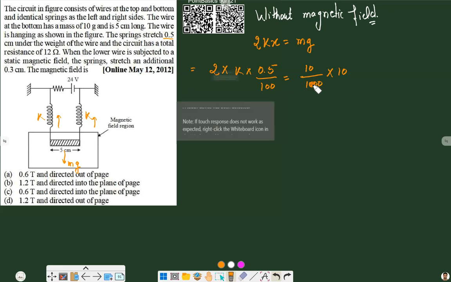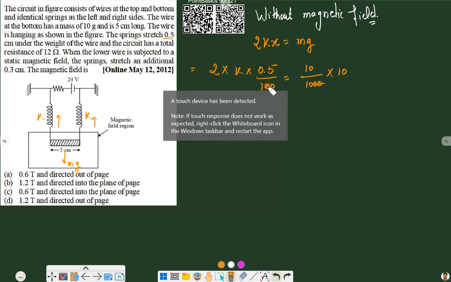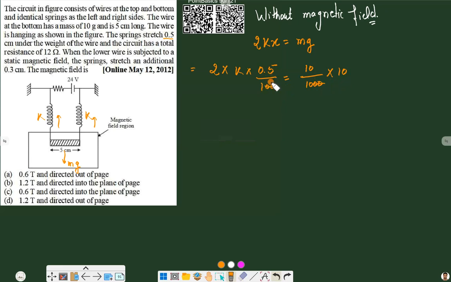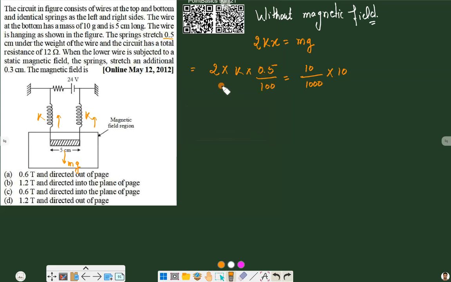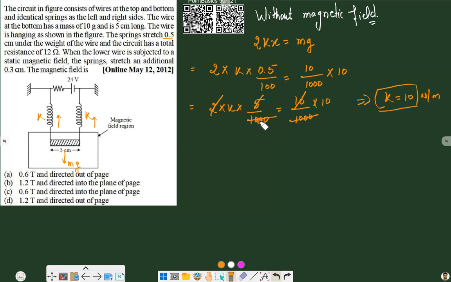So here, 100 we can cancel out, or we can write 0.5 by 100 like twice k into 5 by 1000 is equal to 10 by 1000 into 10. So 1000 gets cancelled, and 5 into 2 is 10, and 10 gets cancelled. So from this we can say that the value of k, or spring constant, is 10 Newton per meter. That's the spring constant. Now let's move to the case with the magnetic field.